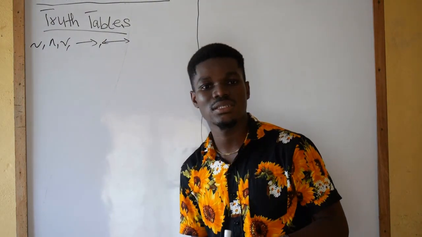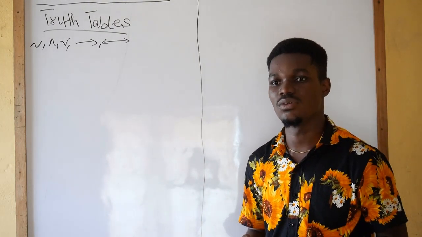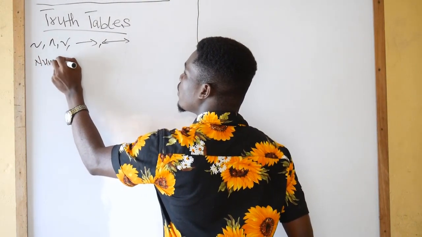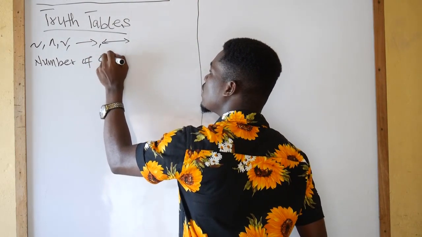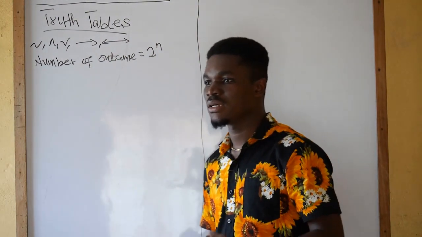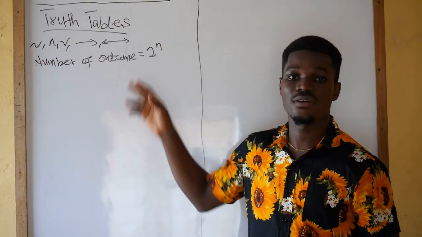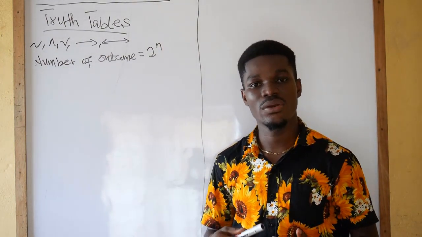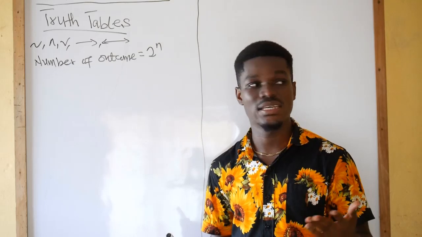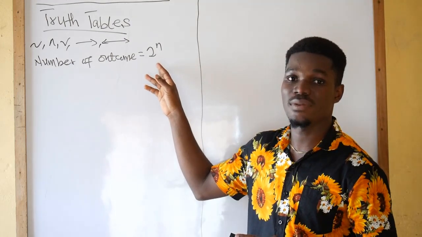Before you construct a truth table, you must know the number of possible outcomes of the truth table. The number of outcomes is given by the relation 2 exponent N, and we have 2 here because there are 2 possible outcomes, either true or false. But this N stands for the number of statements. So when you have 2 statements, you are going to get 4 outcomes. When you have 3 statements, you are going to get 8 outcomes, and many more. So this is the first thing you must keep in mind.